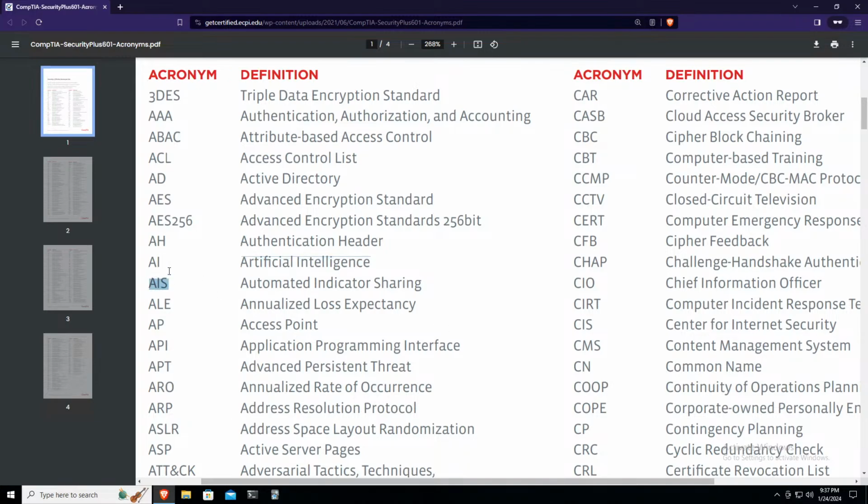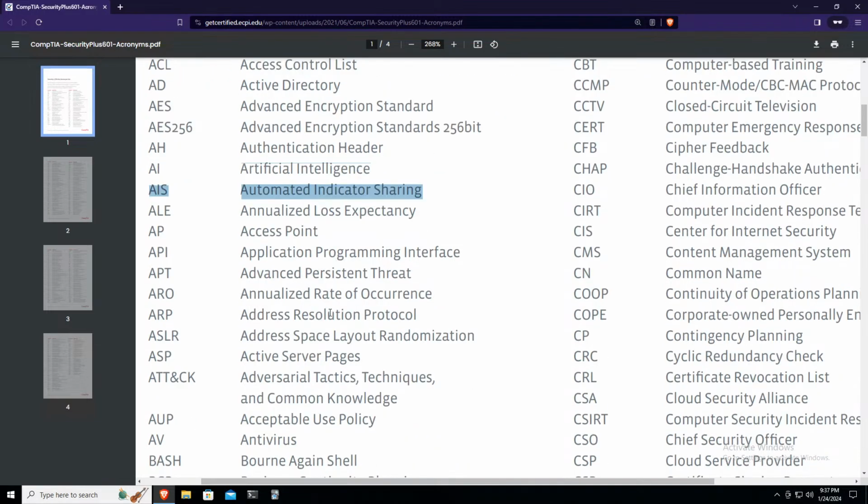AIS. This one is Automated Indicator Sharing. I don't remember this one. I don't think I had a question on this one yet. So this one we'll have to remember and focus on.